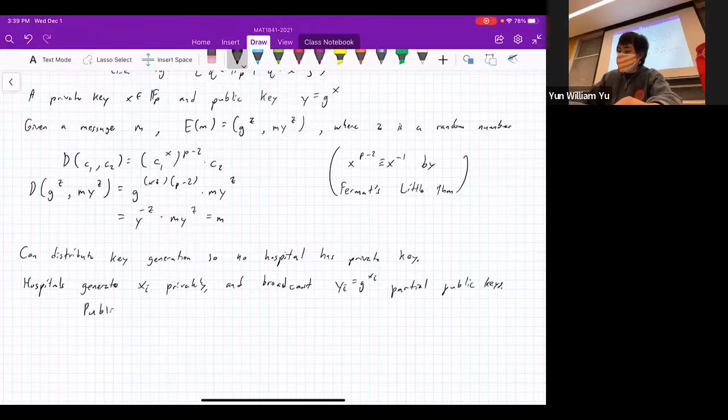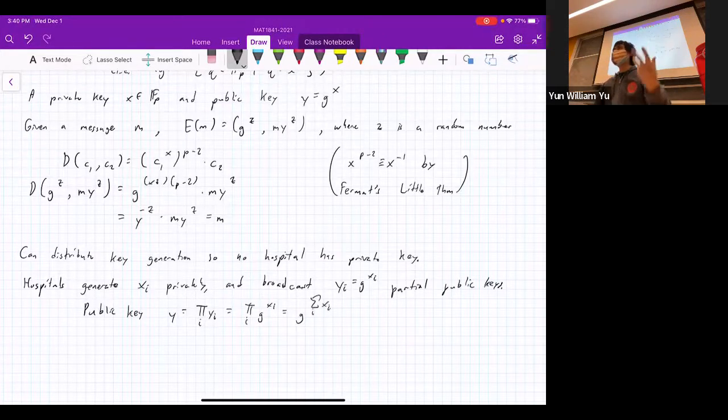And then the final public key is just going to be Y equal to the product of all of our yi's, which is equal to the product of all of our g to the xi's, which is of course equal to g to the sum of our xi's, where X, the sum of all the xi's, is the entire secret key. But of course, no one party has that.